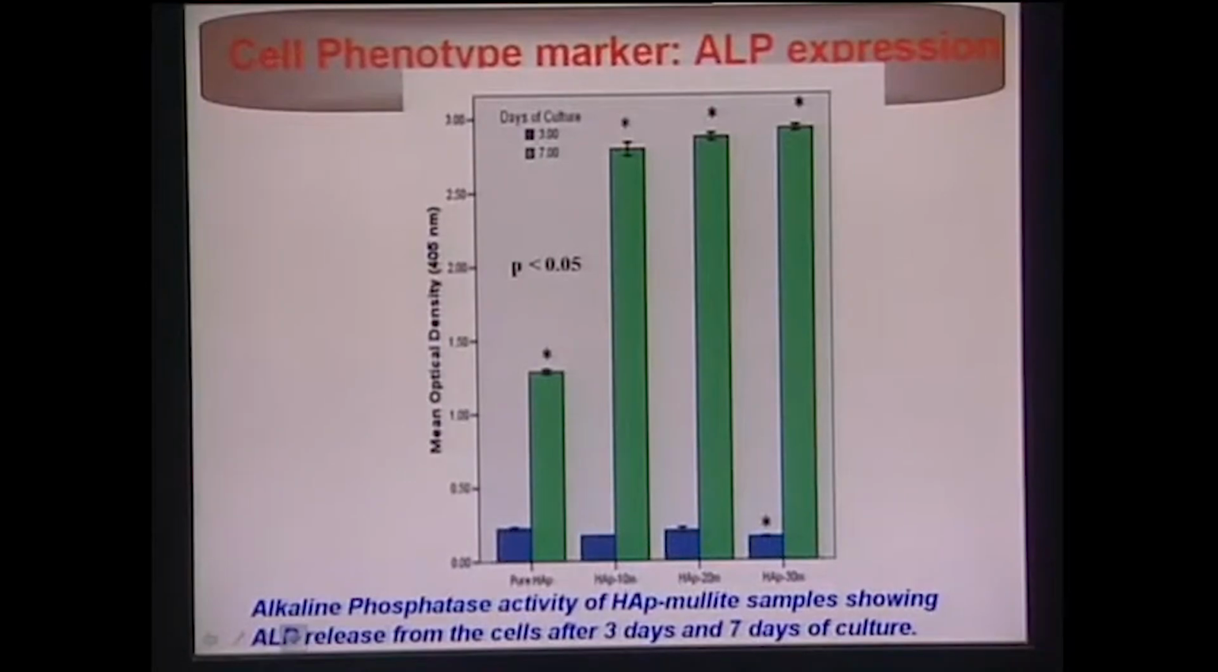Now, as far as the ALP expression is concerned, that is the alkaline phosphatase activity, these tests were done for 3 days as well as 7 days, and this is the statistical analysis performed for p less than 0.05.